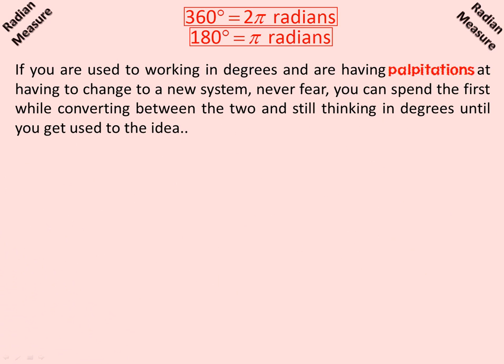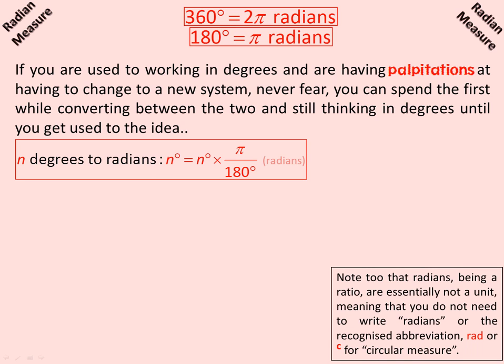Now, you've probably spent 12 years at school using degrees and having palpitations now that suddenly you have to use a new system, because this system is used far more at the universities because of the calculus. But you can still convert between the two and think in degrees until you get used to the idea. Let's consider a conversion, n degrees to radians. Well, there's the n degrees. Now all we have to do is multiply by what is essentially 180 degrees over 180 degrees, but we're putting the pi equivalent to 180 on top and the 180 degrees below to allow the degrees to cancel.